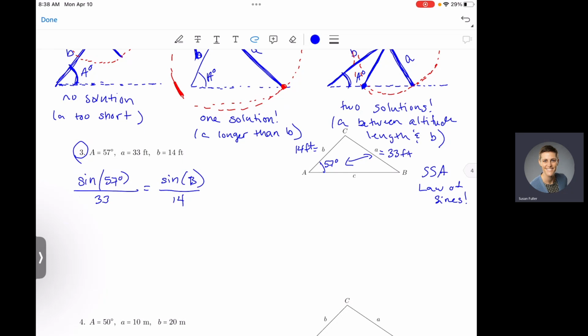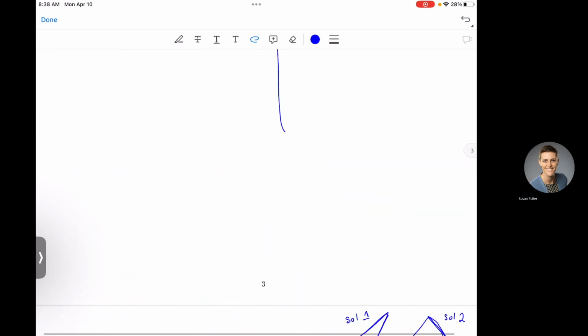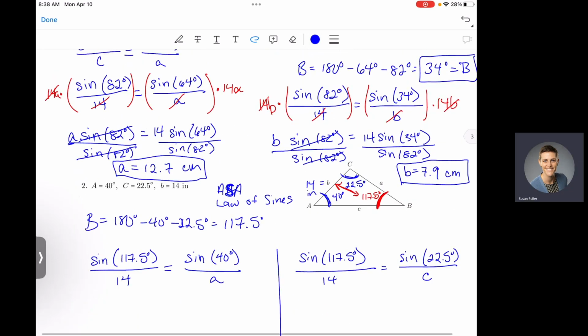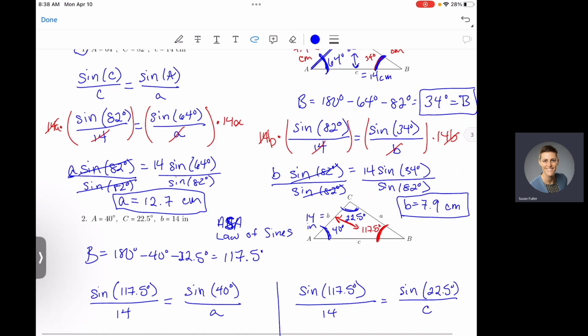Now, hopefully you notice what's different about this scenario than what we've seen before. Again, we've plugged in our information and we only have one missing piece, right? We have the angle B is missing, but we have everything else and we'll be able to solve for it. But what's different about this one than what we've seen before is that every other time we've had an angle and the missing piece of information was a side length.